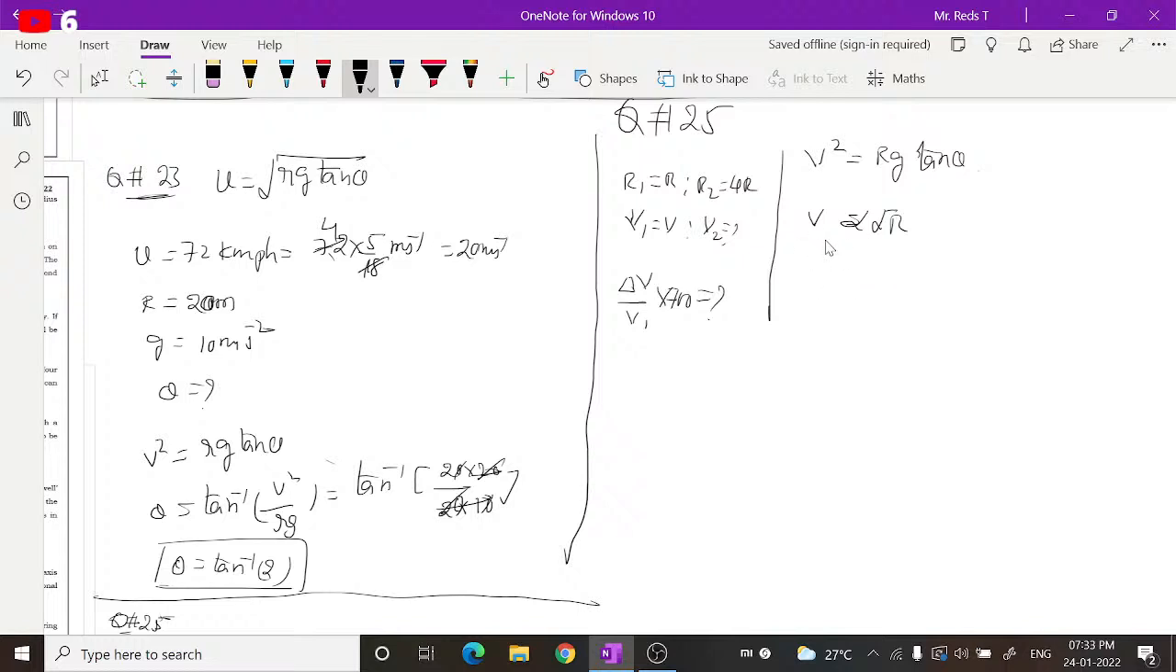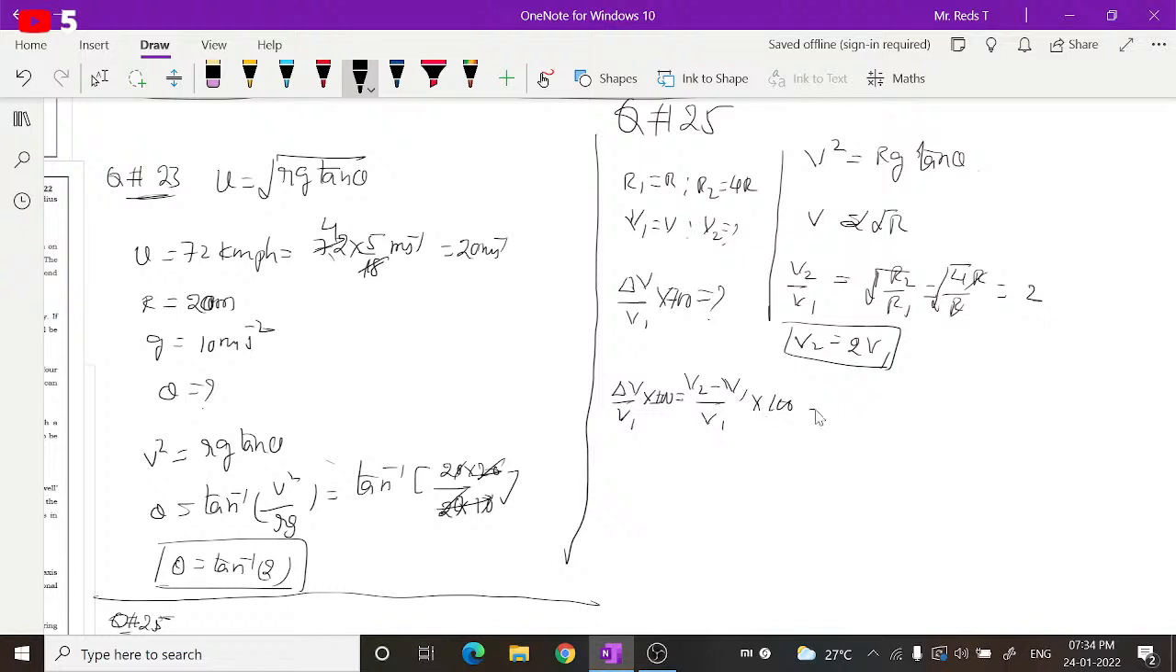So we can write v2 by v1 is equal to square root of r2 by r1, directly proportional. Because r2 is 4r, you take 4r by r, r cancels, you get root 4 is 2. So from this you can say that v2 is equal to 2v1. Once you get this relation, now you can get the percentage change in velocity. So delta v by v1 into 100 is equal to v2 minus v1 by v1 into 100. I hope you guys are following this.